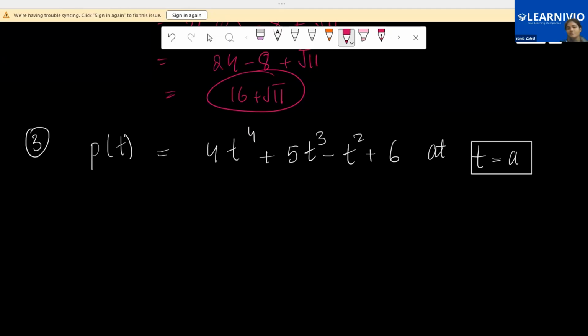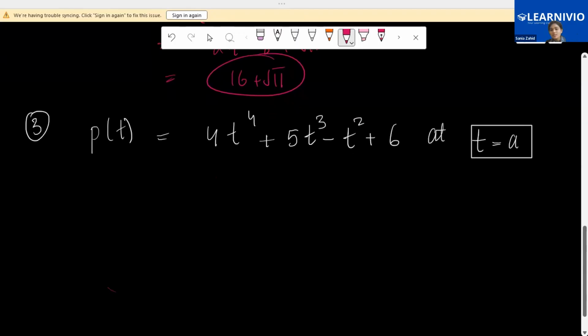Children, shall we discuss? No, I don't understand the question since there's no number. Okay, no problem. See, here there is no number, but there is a. So t is equal to a means you just have to replace t with a. That's the same thing. You can replace it with a number if there is a number given, and if there is no number given, you replace it with the letter that's given. So if you replace all the t's with a, you get the same answer.